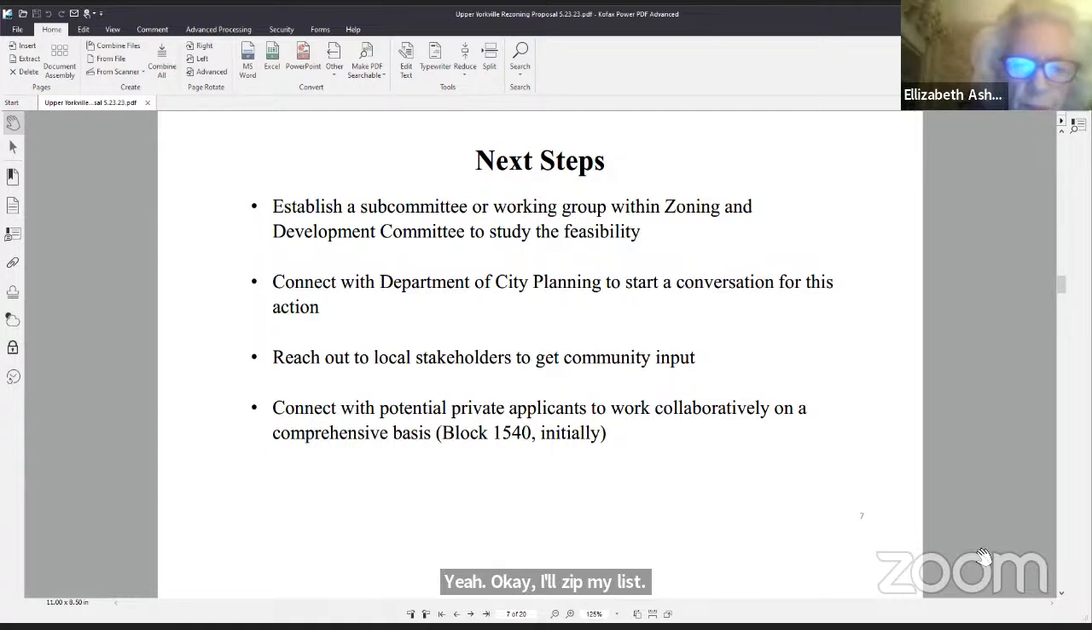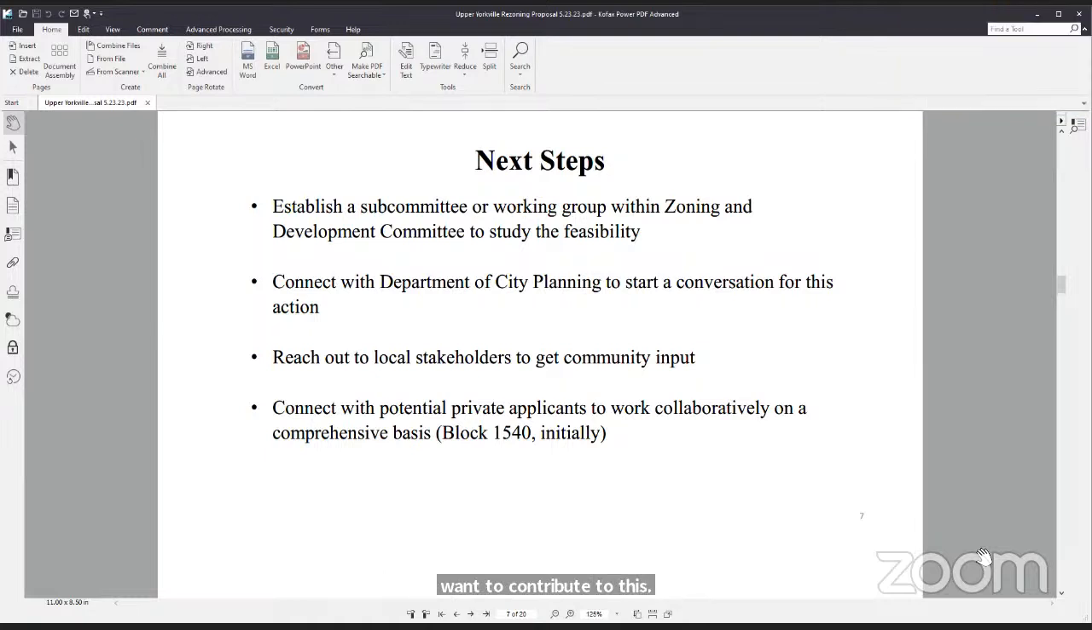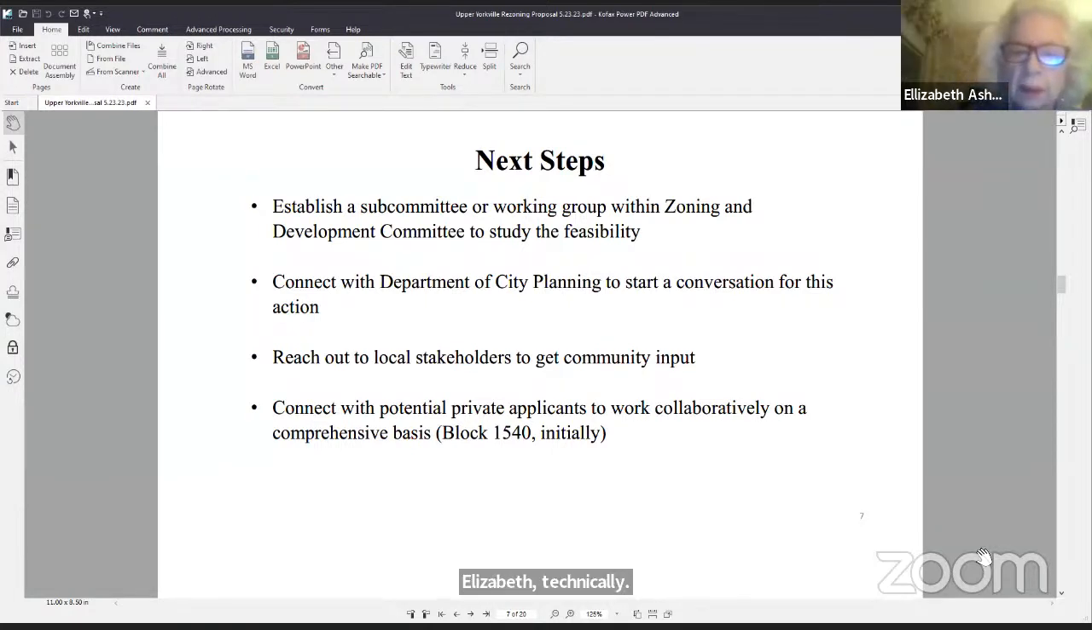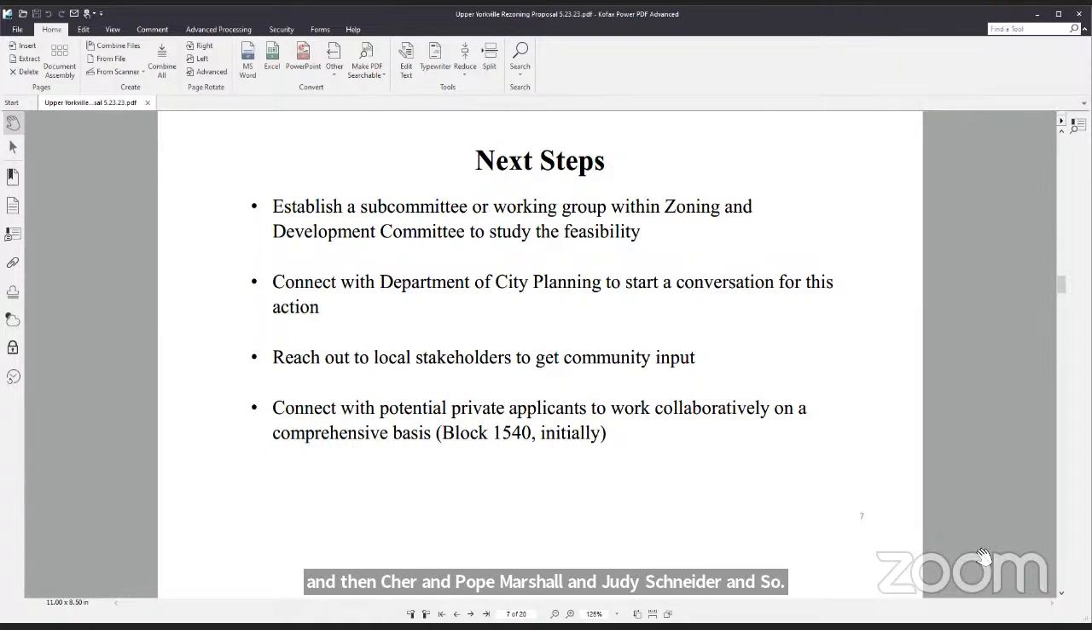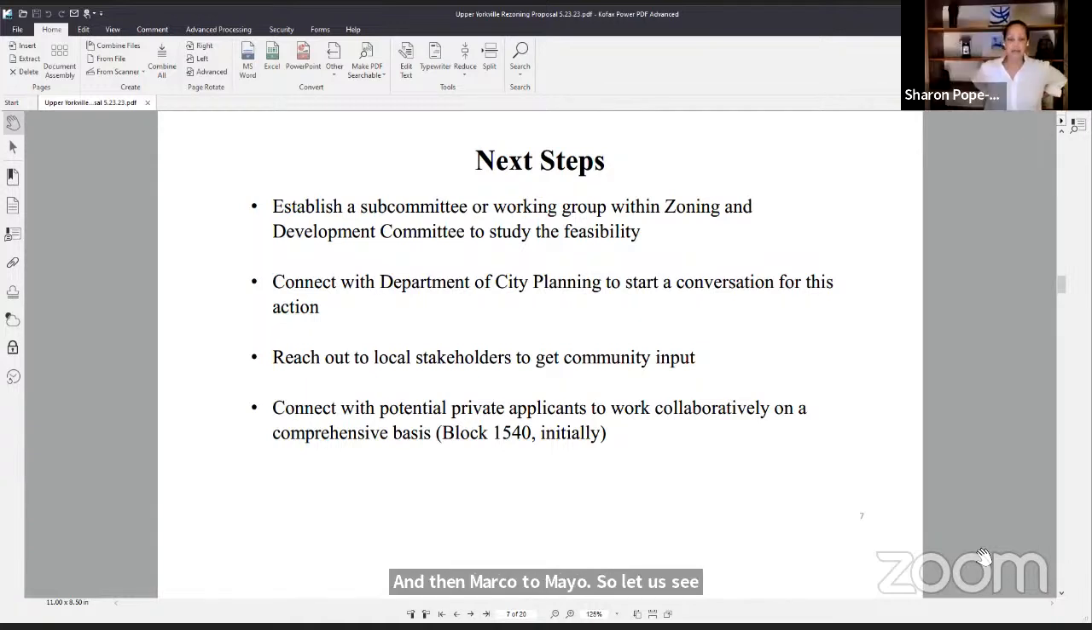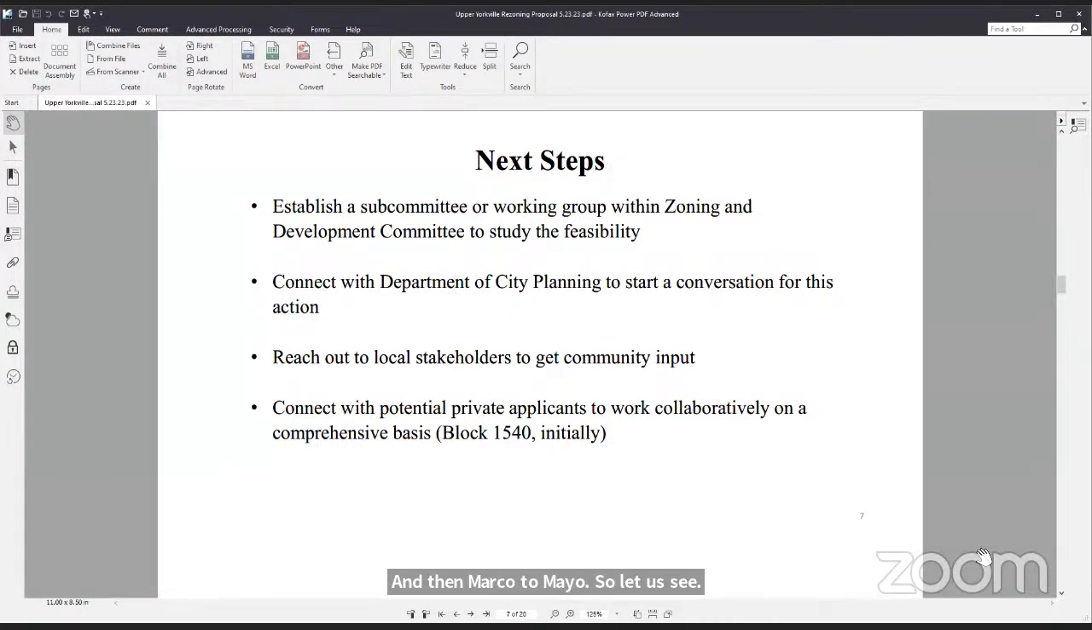We have several people who want to contribute to this discussion. I think we want to make it brief so that we move ahead. We have Michelle Birnbaum, and then Elizabeth Rose, and then Sharon Pope Marshall, and then Judy Schneider, and then Marco Tamayo. I can go last, Elizabeth.